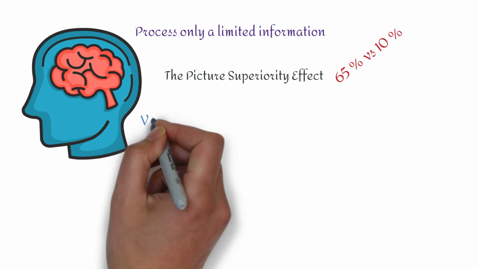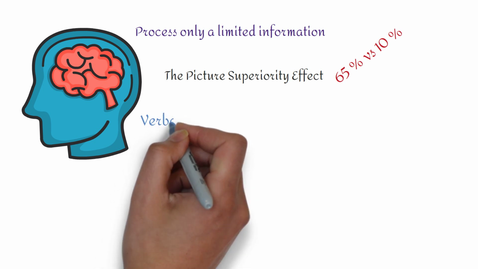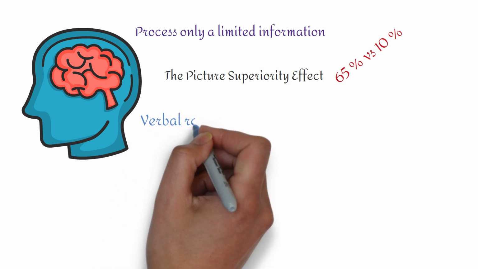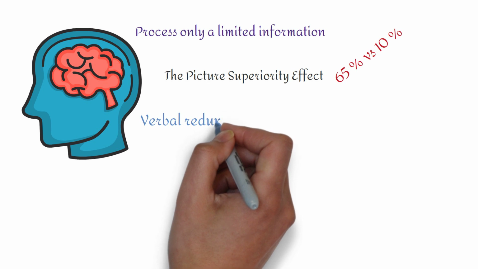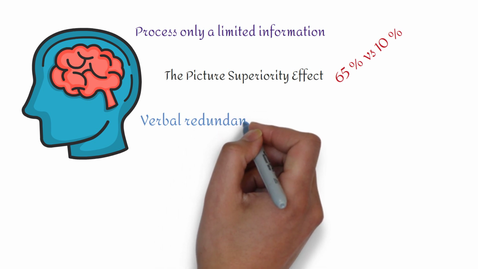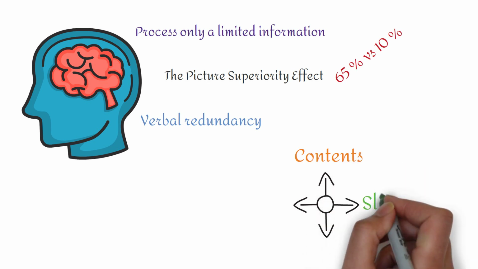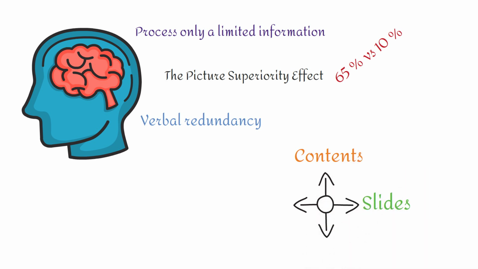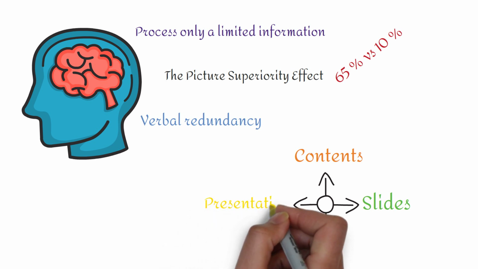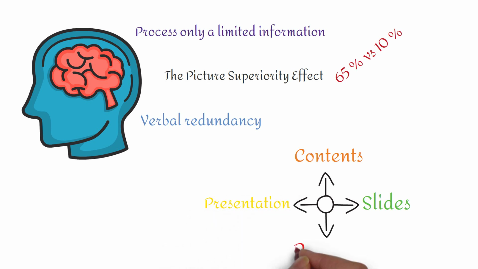There is something called verbal redundancy that happens when you just read the slides. When the same information is presented as text on the slide as well as your narration, it hinders the grasping and attention by the audience. So let's learn how to enhance the impact of your presentation with respect to four important aspects: contents, slides, presentation, and defense.